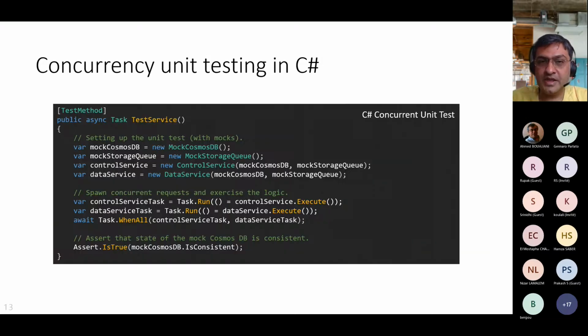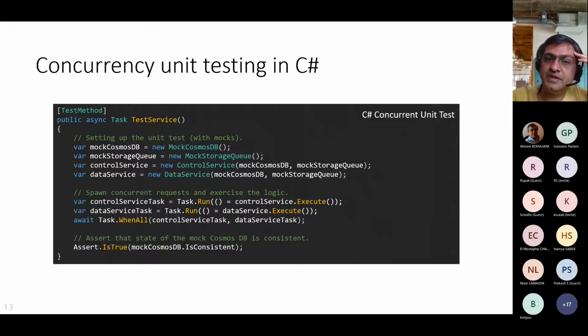Right. So just building on that example a little bit, this is what a test will look like for the kind of service that I showed on the previous slide. This is pretty much what the Coyote test will look like. This is just a normal looking C# method. It starts by instantiating your mocks, a mock database and a mock storage queue. And then these mocks are passed to my services. Let's say my distributed system consists of a control service and a data service. I instantiate them and I pass them pointers to these mocks so that instead of communicating with the actual database, they're going to communicate with the mock database.